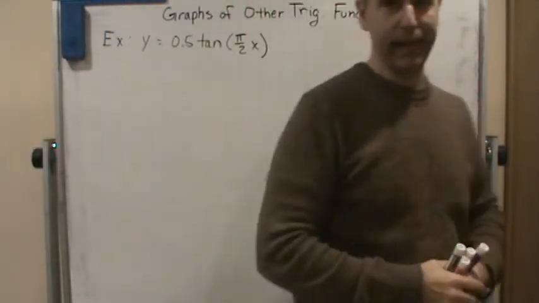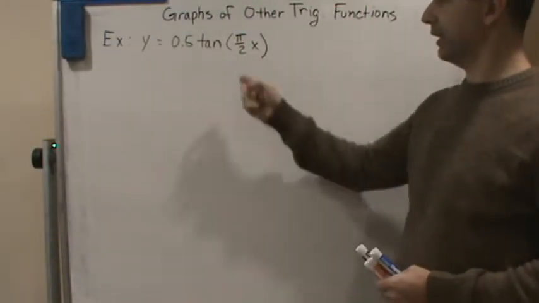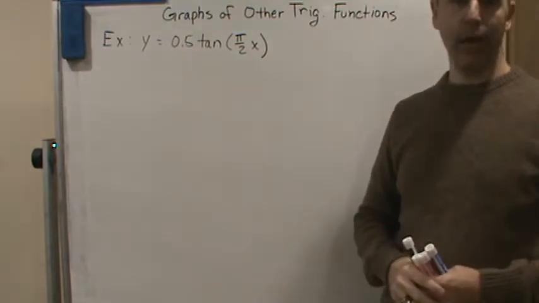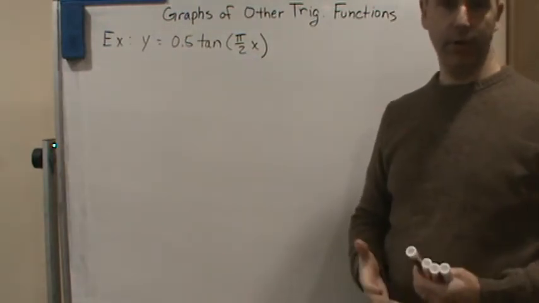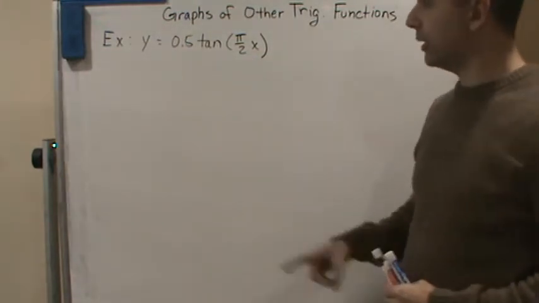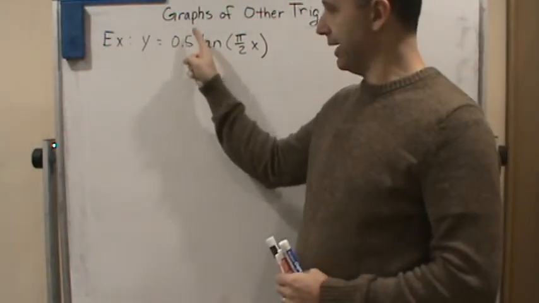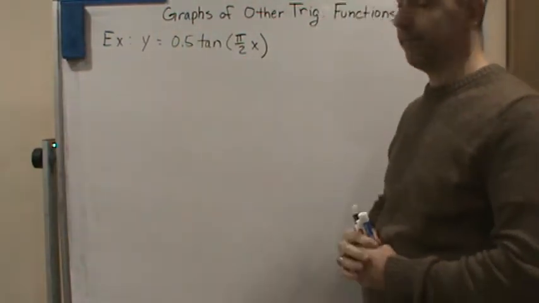Okay, welcome back, and now we're going to do an example. So we're going to sketch a compressed tangent function. Notice that A here, this is our A, is positive, it's 0.5, right?